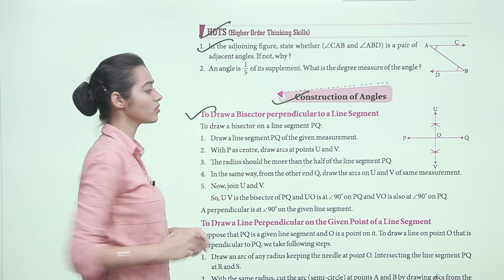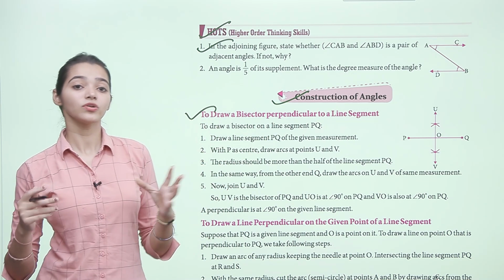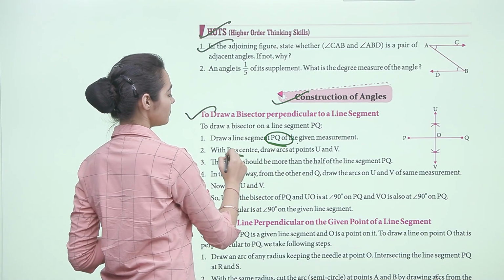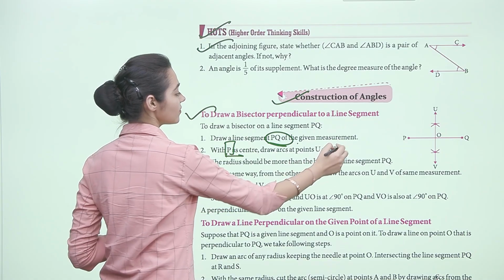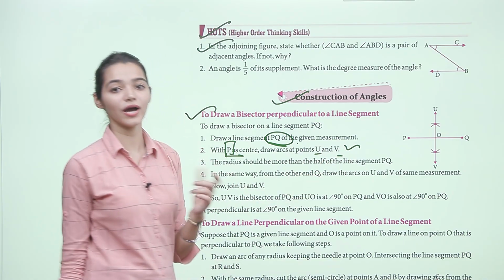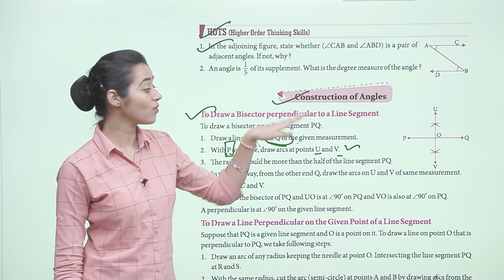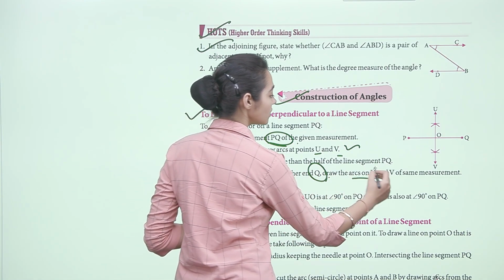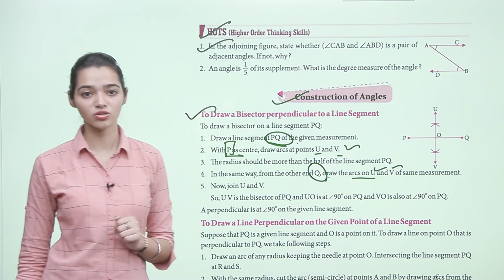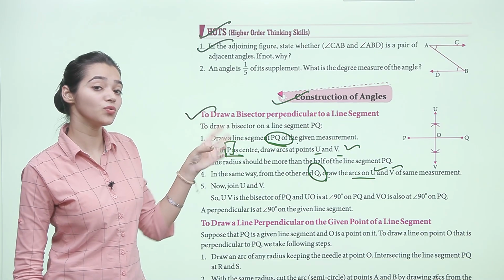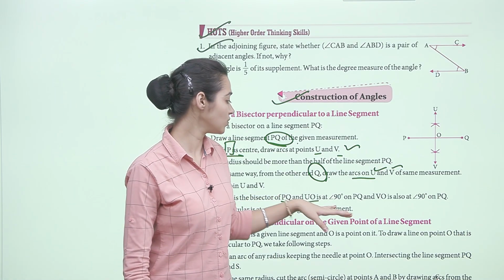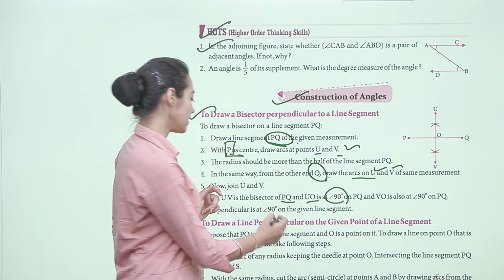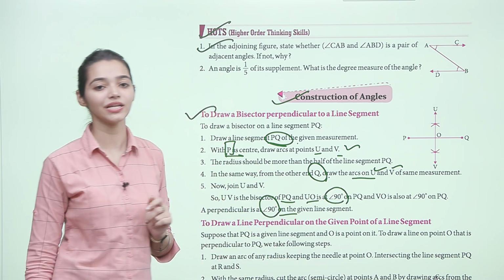Construction of angles. To draw a perpendicular bisector of a line segment, we will draw a line segment PQ of the given measurement. With P as the center, we will draw arcs at points U and V. Now the radius should be more than half of the line segment PQ. Now in the same way, from the other end Q, we will draw arcs on U and V of the same measurement. Now we will join U and V. Now UV is a bisector of PQ and UO is at 90 degrees. Also VO is at 90 degrees. That means the perpendicular is at 90 degrees to the given line segment.